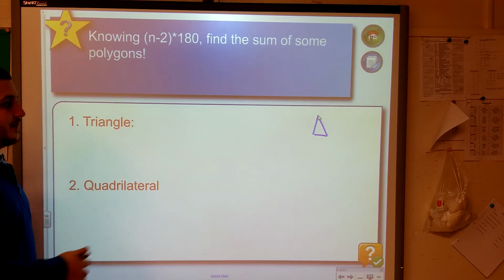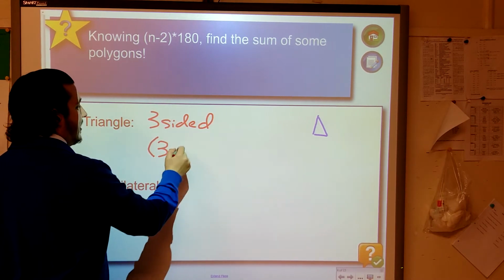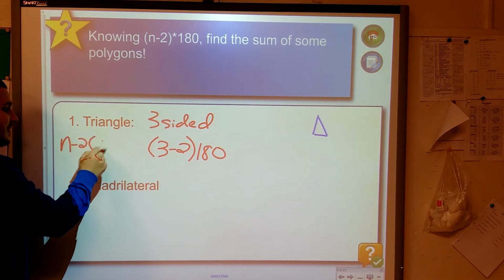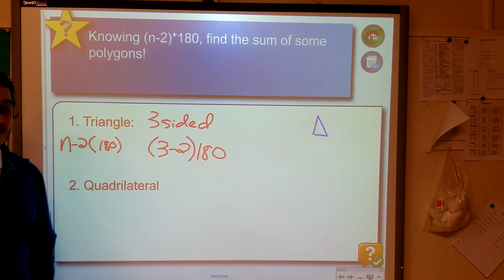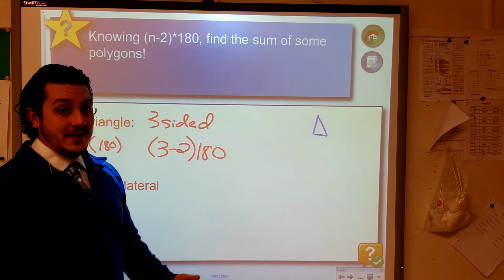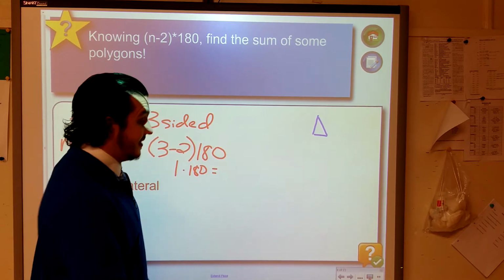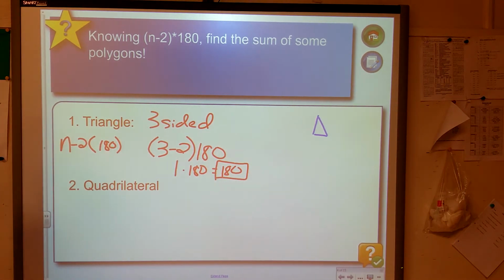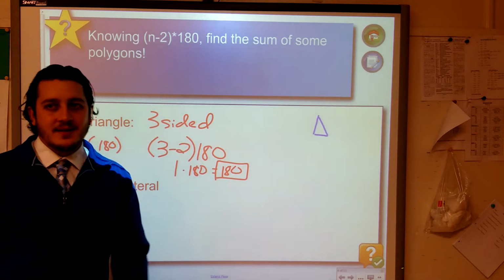So how many sides does a triangle have? We know it's 3-sided. So we're going to set it up: 3 minus 2 times 180. Where did that come from? Remember, n minus 2 times 180. 3 minus 2 is 1, so 1 times 180. And what's 1 times 180? 180. Three sides, you subtract 2, you get 1, 1 times 180.